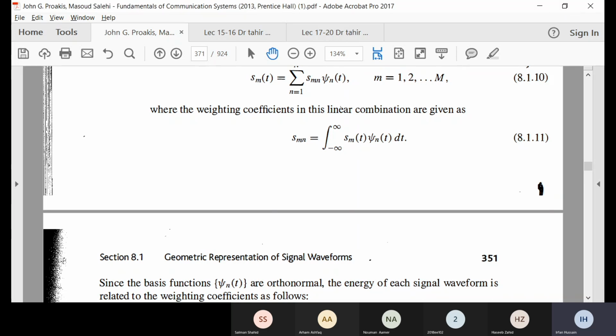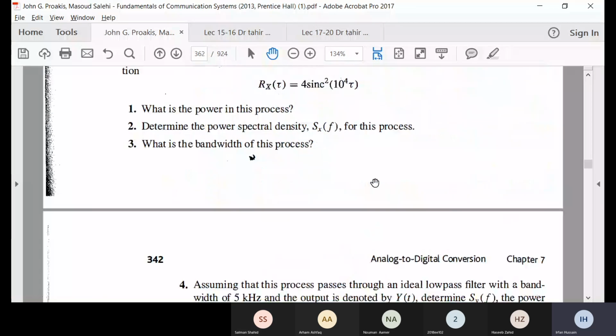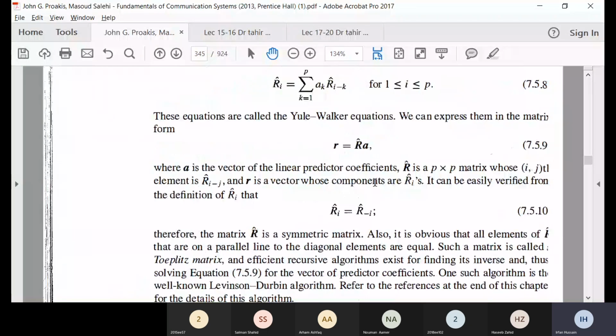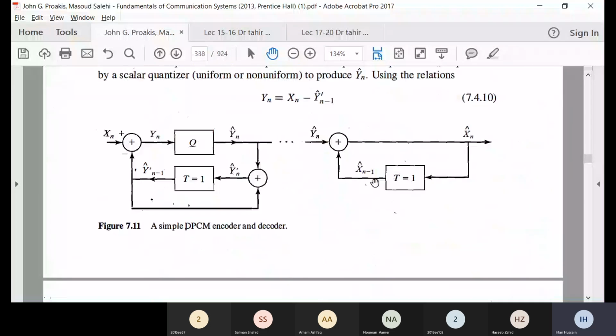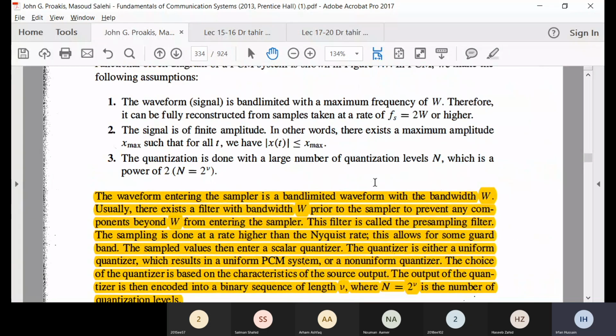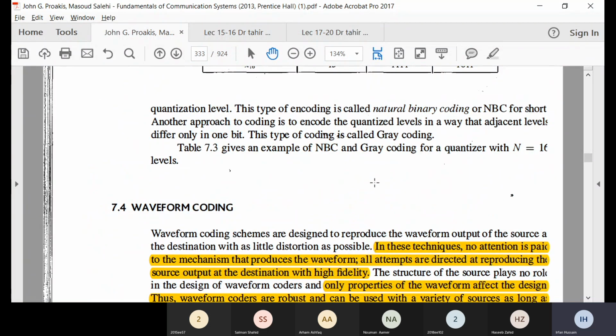Alright, so in the last lecture, we were studying analog to digital conversion. Some portion of that chapter was left, which was in the course outline. I will just try to cover that up so that we can move to the next chapter. In the last portion of the last lecture, we were studying waveform coding, one of the industrial schemes for coding of analog to digital streams or digital data.